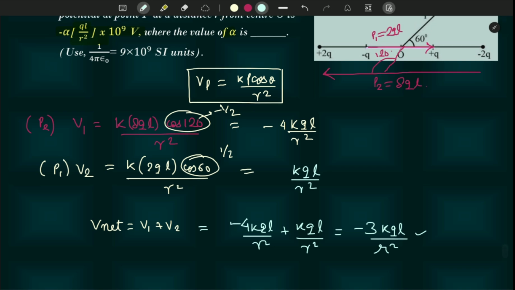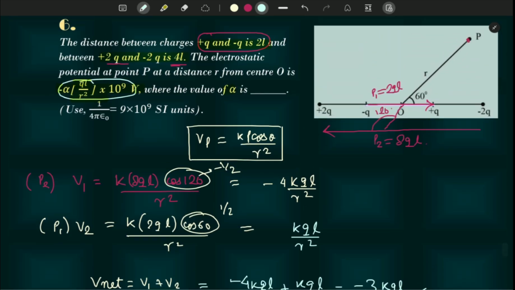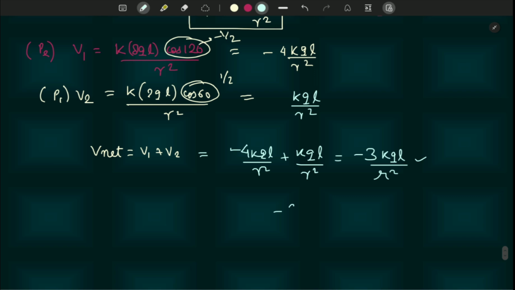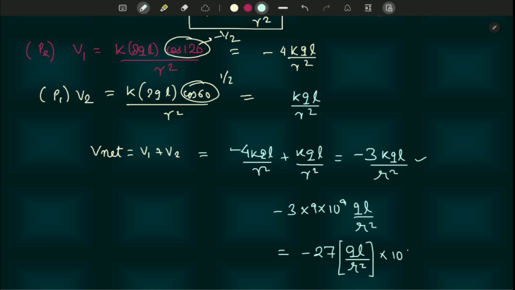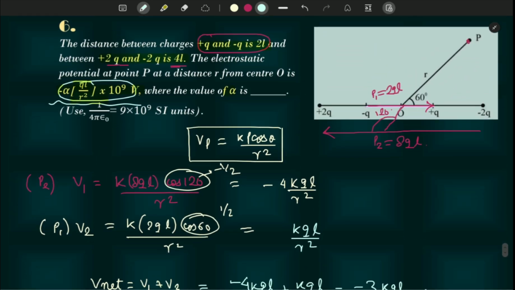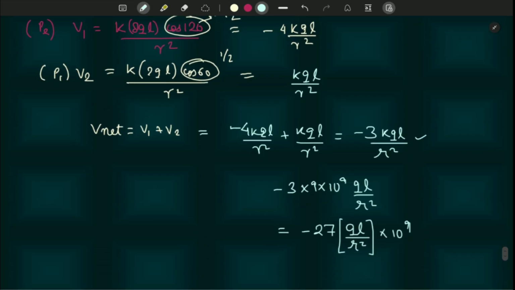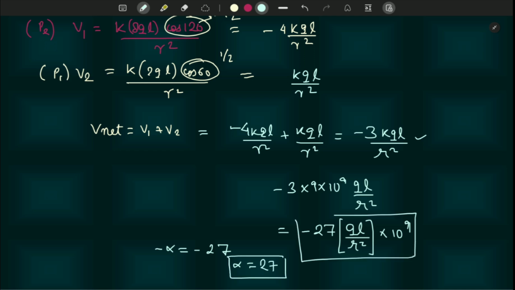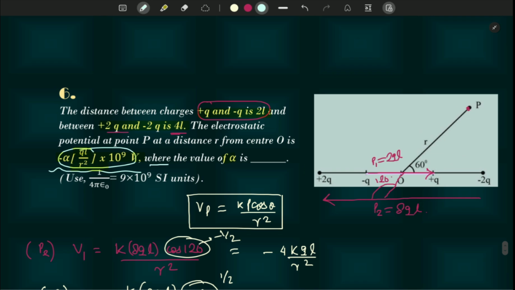And the question is given in a format in this way. So writing this minus 3, what is the value of k? 9 into 10 to the power 9, ql by r square. So ultimately minus 27 ql by r square into 10 to the power 9. Now if you look carefully, this is only our format, where minus alpha will come out to be minus 27. Minus alpha is minus 27, so alpha is 27. This was the correct format. So the correct answer, where the value of alpha is 27.